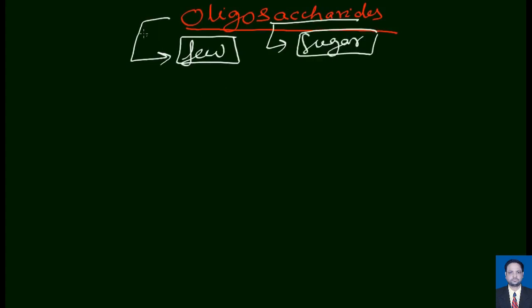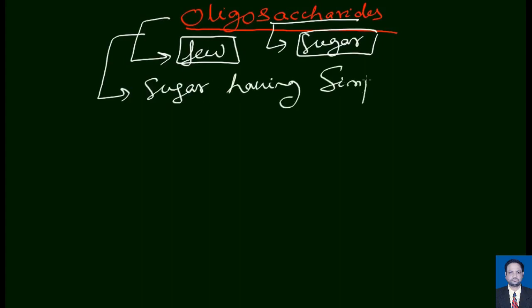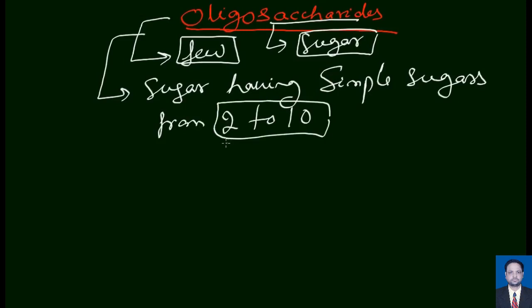Normally we are dealing with carbohydrates having simple sugars. They are having simple sugars from 2 to 10, meaning from disaccharide to decasaccharides. Got it? From disaccharide to decasaccharides, these are the oligosaccharide groups present.